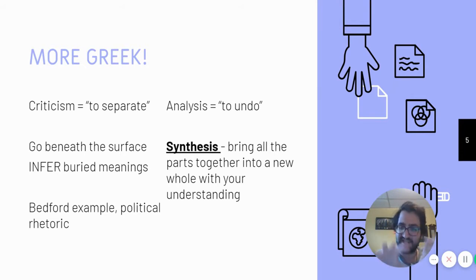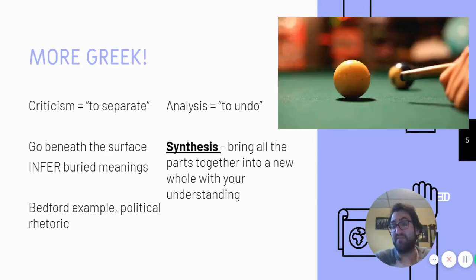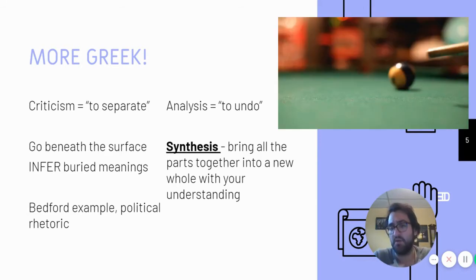Synthesis is the bringing together of these very different parts to put them into a new order. So I take a bundle of sticks over here, A, and I take these objects, B, and I come up with something new. So a bundle of sticks and a bunch of billiard balls. Now we have the game of billiards, and we have something completely different that we couldn't do before.